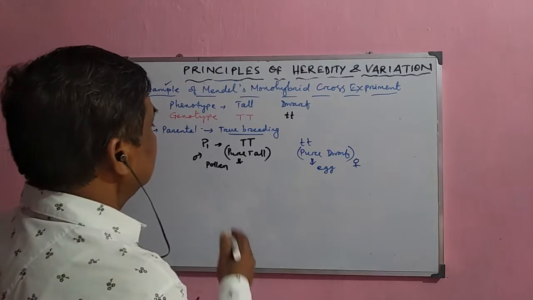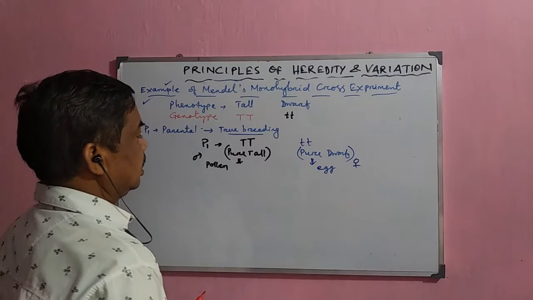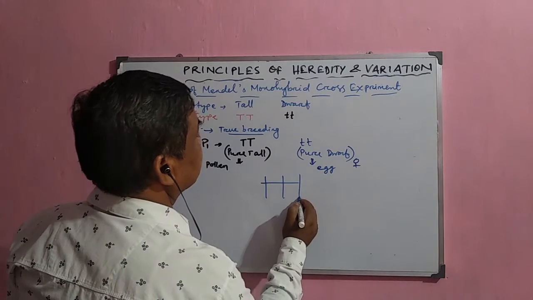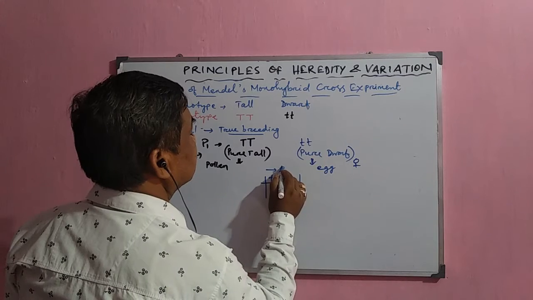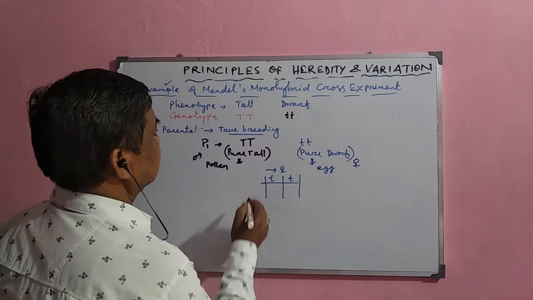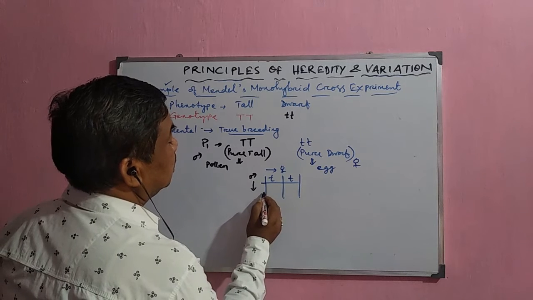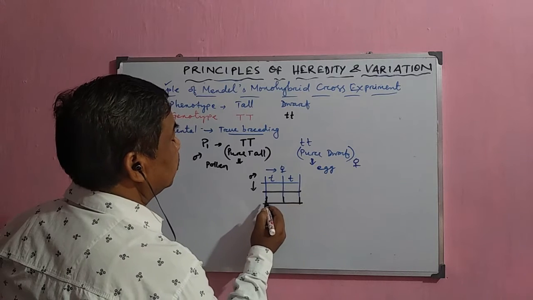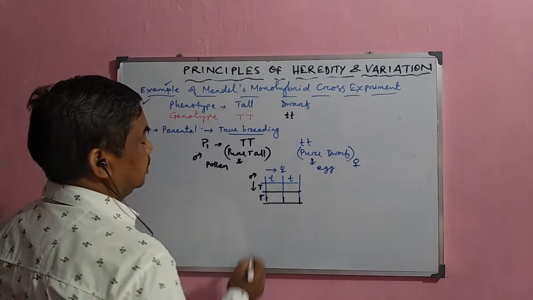Now, here 2 types of gametes are formed, and here 2 types of gametes are formed. Now, for the F1 generation, there are 2 types of gametes from the female side. These are the 2 types of gametes in the case of the female plant, and in the case of the male, look here, this is the pollen grain, and 2 types of pollen grains we will find here. Then what are these 2 types of pollen grain? Here this is capital T and this is capital T.